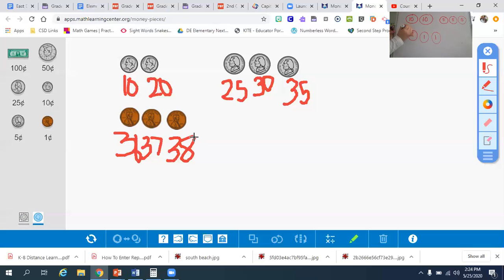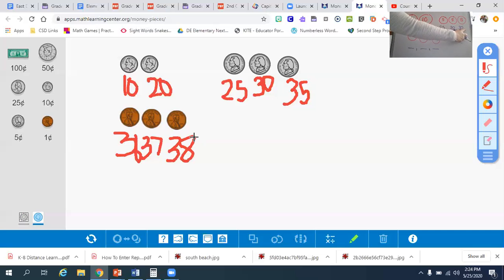I'm going to find my total value, okay? So let's start up here. We start with 10. 10 plus 10 is 20. So for my dimes, I have 20 cents total. I'm going to start at my dimes, 20 cents, and count up 5. 20 plus 5 is 25. 25 plus 5 is 30. 30 plus 5 is 35. Now I have 35 cents.